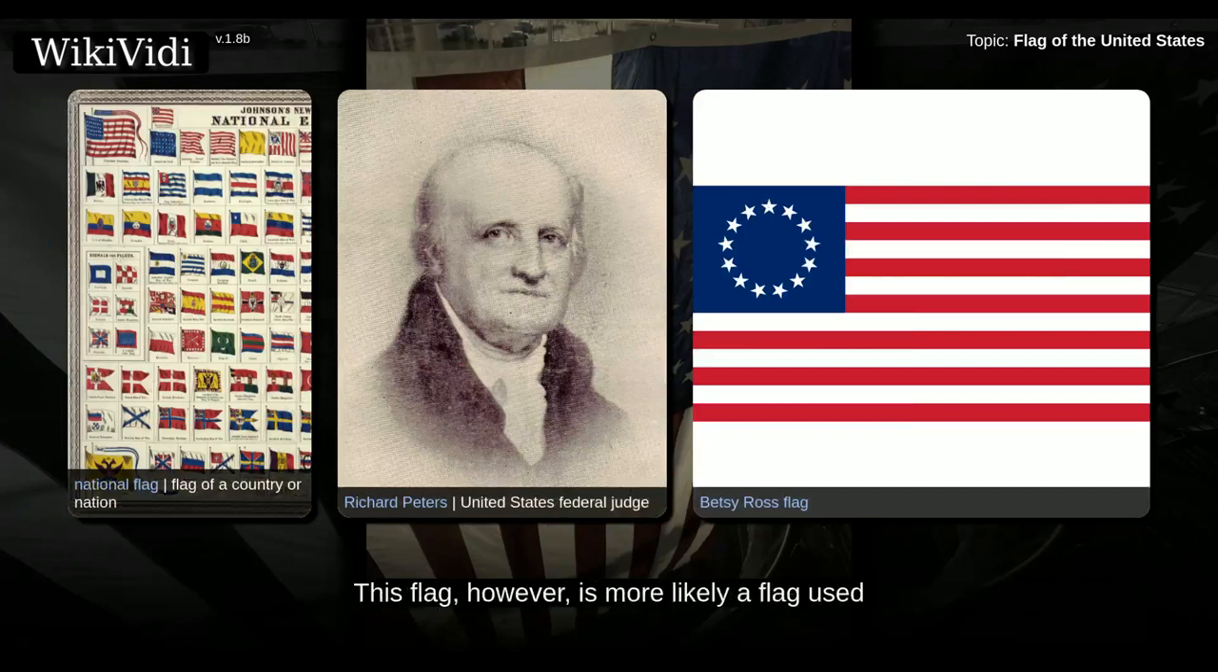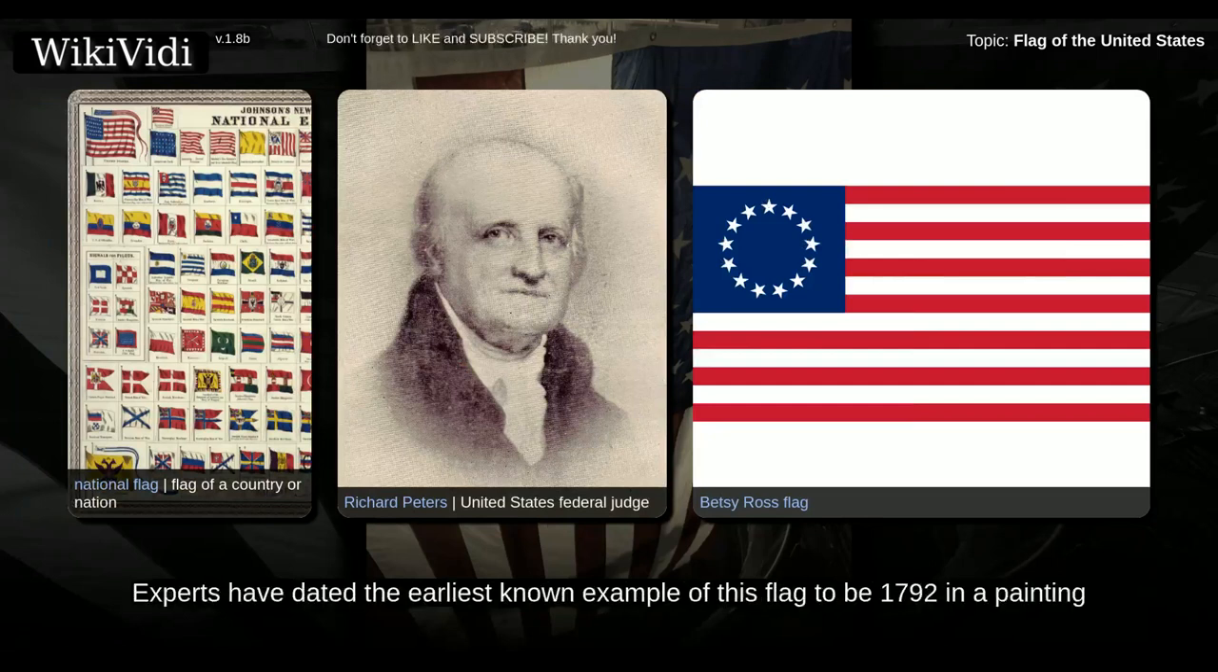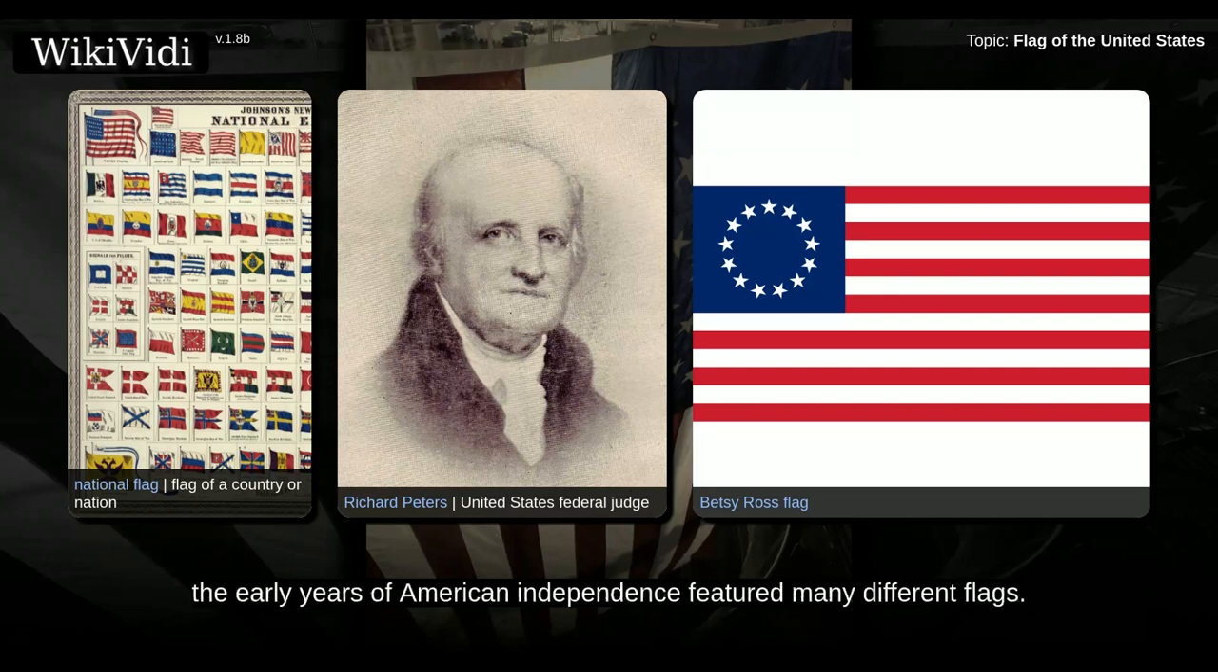This flag, however, is more likely a flag used for celebrations of anniversaries of the nation's birthday. Experts have dated the earliest known example of this flag to be 1792 in a painting by John Trumbull. Despite the 1777 resolution, the early years of American independence featured many different flags. Most were individually crafted rather than mass-produced.